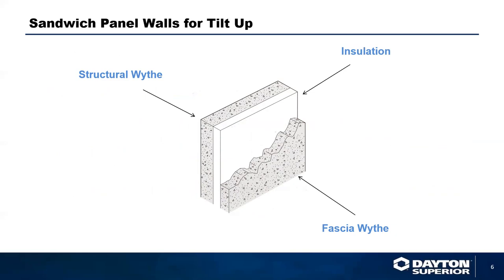Typically, the fascia wythe is a lot thinner. Typically 2 or 3 inches is the most common size. Insulation can be anywhere from 1 inch to 8 inches. And a structural wythe can be whatever the contractor or the architect deems necessary.